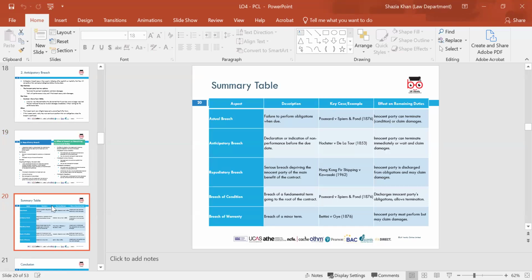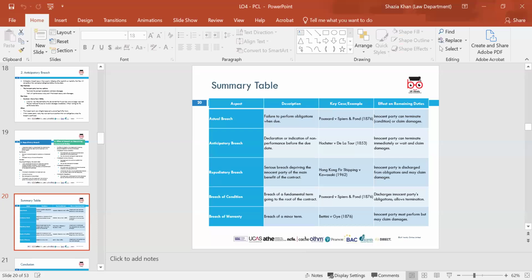So for actual breach, failure to perform obligations when due, the case again, Poussard and Spears, the effect on remaining duties, the innocent party can terminate for breach of condition or claim damages. The anticipatory breach is a declaration or indication of non-performance before the due date. The case is Hochster and De La Tour, and the effect on remaining duties, the innocent party can terminate immediately or wait with the claim for the damages.